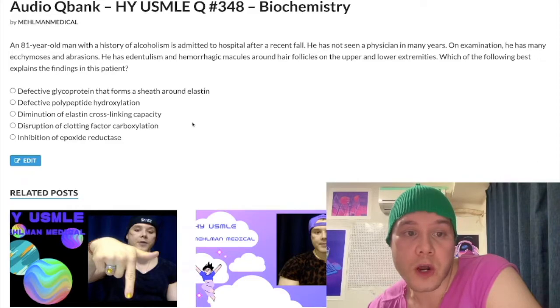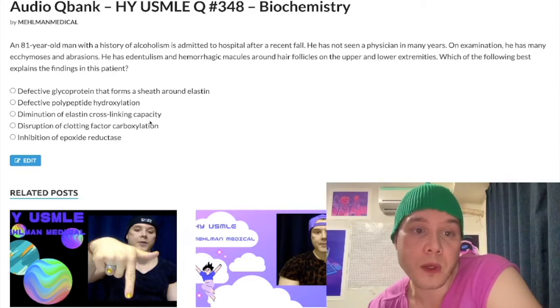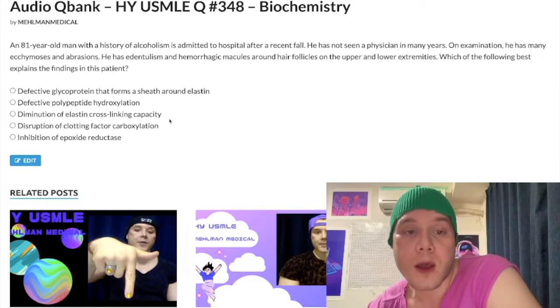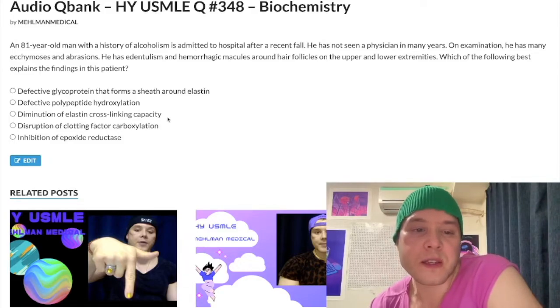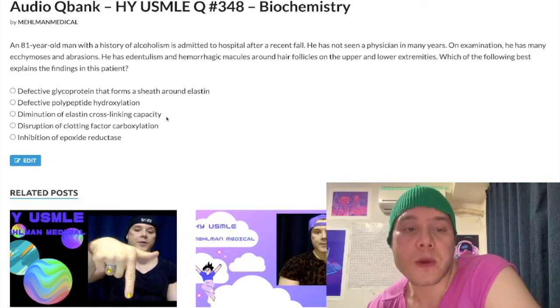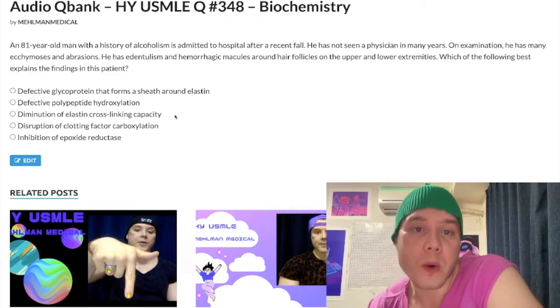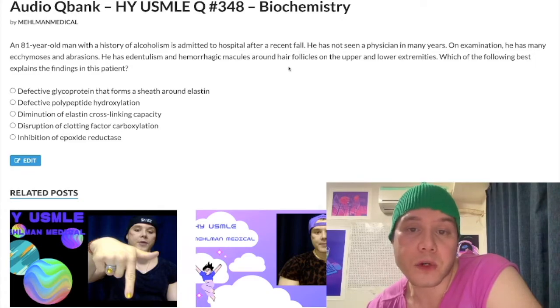Diminution of elastin cross-linking capacity means decreased ability for elastin cross-linking. It's not that this is a crazy or outrageous answer. It's more that this is where we need to narrow down based on saying, well, what is going on in this vignette? Perifollicular hemorrhages, you need to know, are classic for scurvy, okay, as well as loss of teeth, easy bruising. So scurvy, vitamin C deficiency. The correct answer is defective polypeptide hydroxylation.